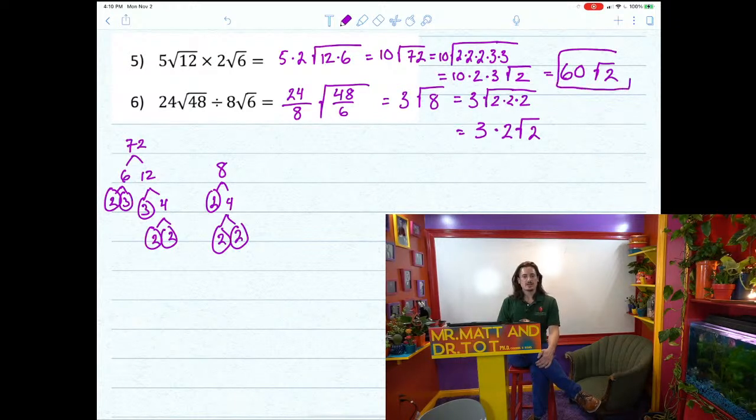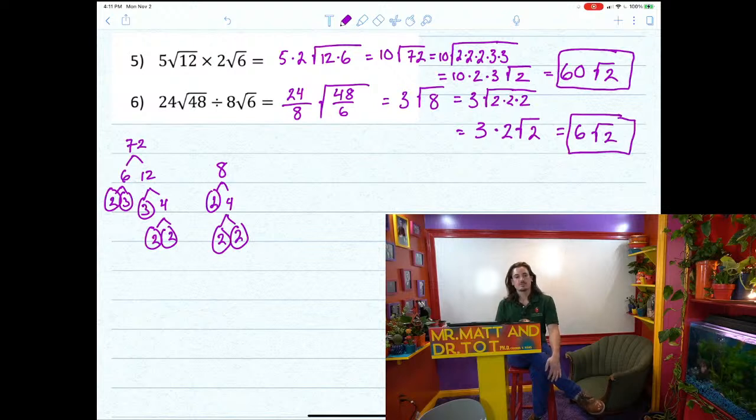72 we can factorize. I did that down below to the left. 72 breaks down into 6 times 12. 6 breaks down into 2 and 3. 12 breaks down into 3 and 4. 4 breaks down into 2 and 2. So 72 is the same thing as 2 times 2 times 2 times 3 times 3. So notice we have 2 pairs of 2 and 2 pairs of 3. So I can pull 1 2 out and 1 3 out. So this ends up being 10 times 2 times 3 and leaving 1 2 in the radicand. So we have 10 times 2 times 3 times the square root of 2, which is going to end up giving us 60 root 2.